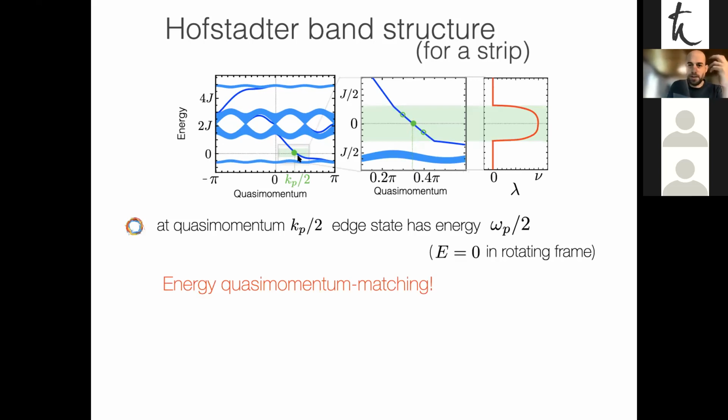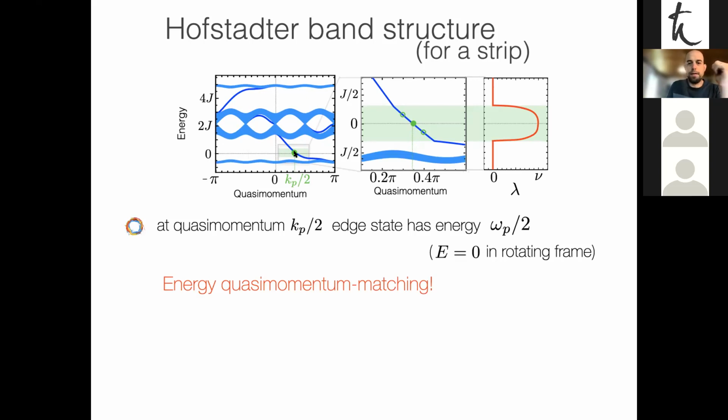For doing this, we just need to enforce momentum and energy conservation. So we drive. Our pump photon will have twice the momentum of the edge state and twice the energy of the edge state in the middle of the band.